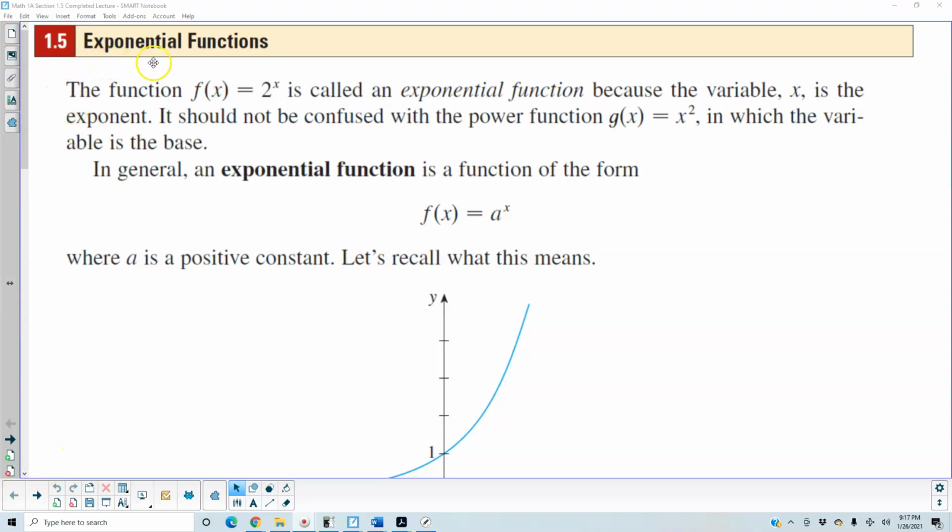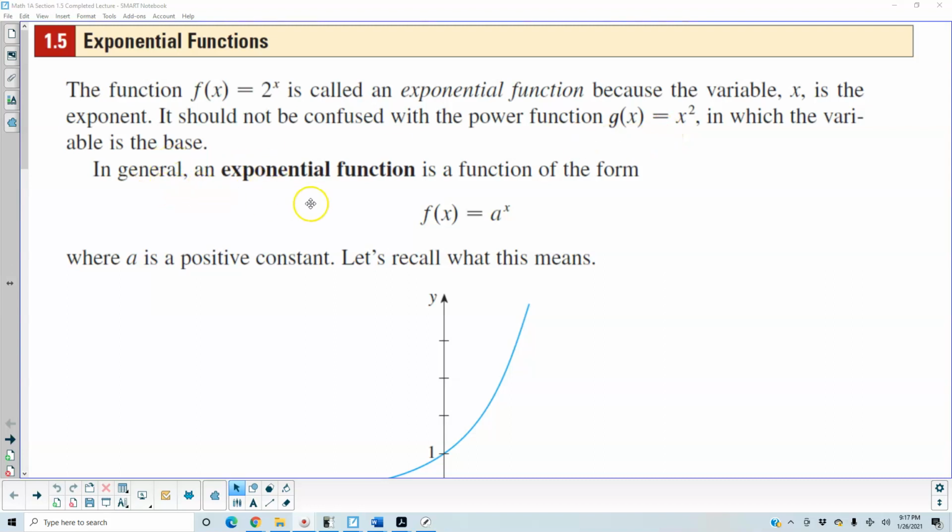Section 1.5, Exponential Functions. The function f(x) = 2^x is called an exponential function because the variable x is the exponent. It should not be confused with the power function g(x) = x^2, in which the variable is in the base.